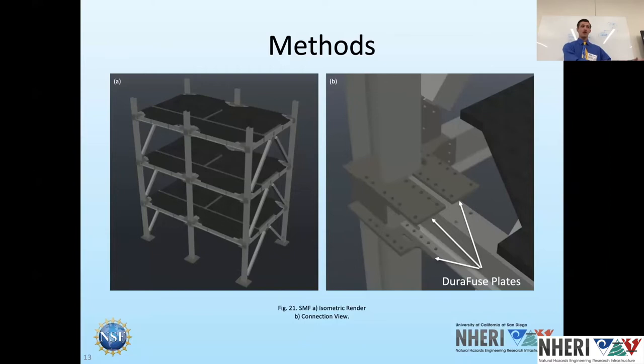It doesn't happen in the column. It happens at this plate location, right where we want it. And we're able to just take that plate out by unbolting it, replace it with a new one, and we're all set up and ready to go.